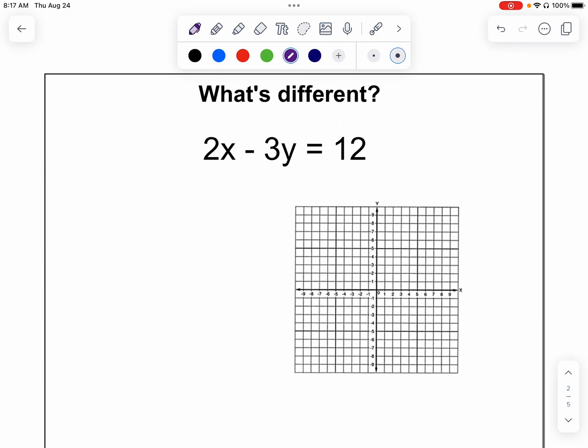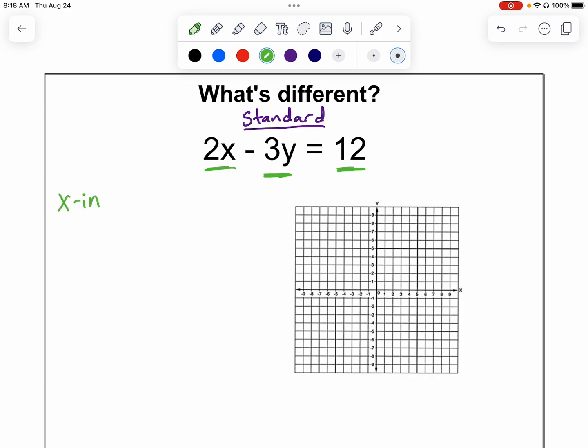So this equation is slightly different. This is called standard form. Standard form of a linear equation is when you have the x and y on the same side. There are two different ways you could approach this. My favorite way is when the number it equals, this 12, is divisible by both the x and the y coefficients. Then you can solve for your x and y intercepts.